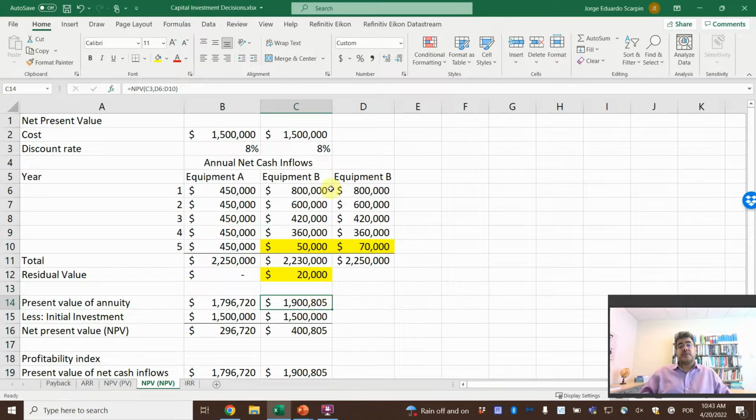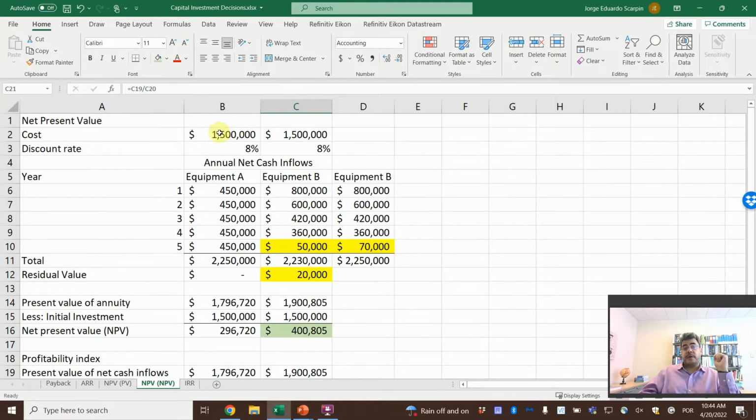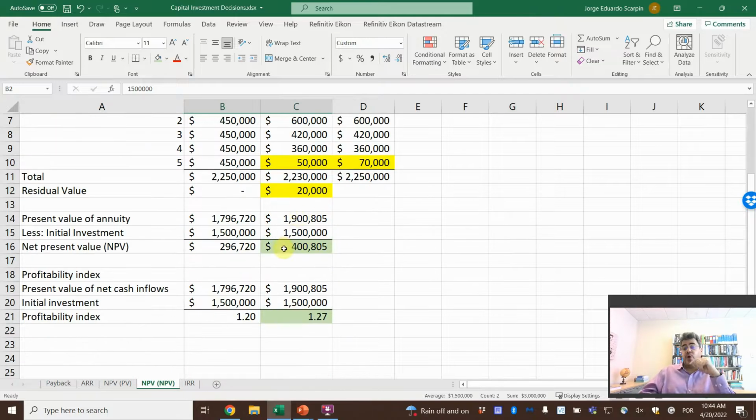$1.9 million. And it is better, because the total is the same, but we get more money earlier. And that is what the time value of money is. The earlier you get the money, the greater will be the present value. So the net present value will be greater, as well as the profitability index. And here we get the same decision because the cost of the equipment is the same. The initial investment is the same. So both will always give us the same conclusion, or the same decision.